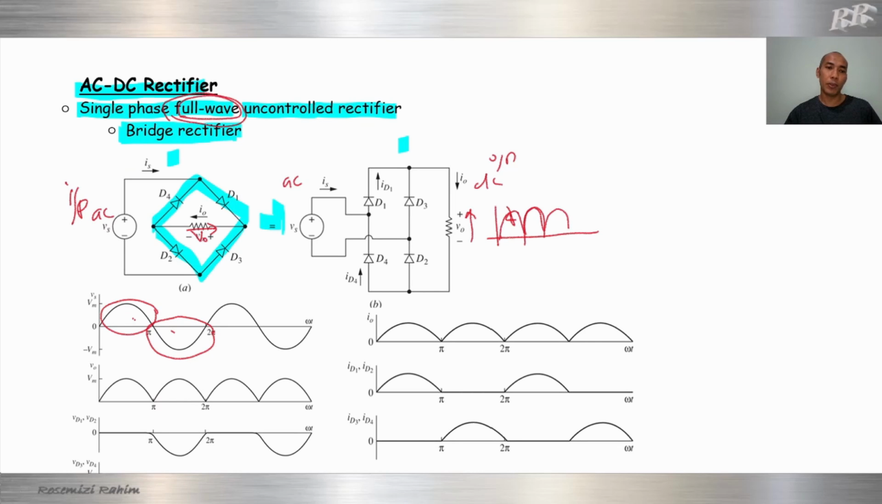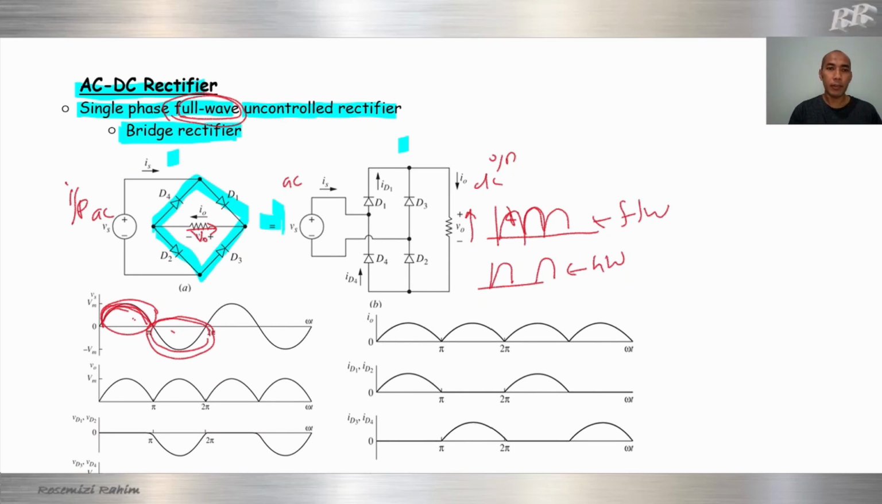In the half wave, just half of the wave is rectified. The other half of the wave will be eliminated. The output will be just a half wave. That is half wave. That is full wave.